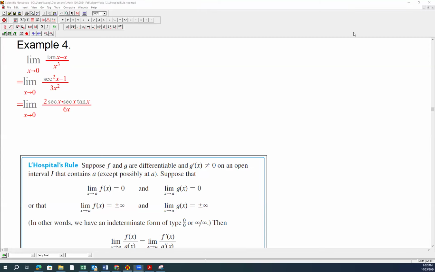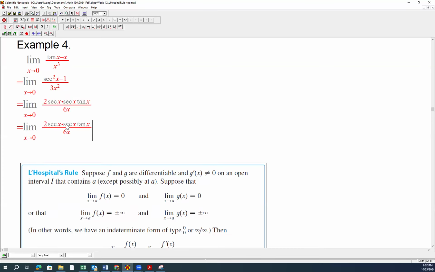Am I right? Let's double check. I hope you can pause and double check, and I think I have checked. This should work, right? And what do we get? Let's see what we get. We're going to simplify this. We got 6x, and 6 and 2 would reduce, right? So we got 3 in the denominator. Secant x times secant x, that's secant squared, and we have tangent x. Secant squared times tangent x.